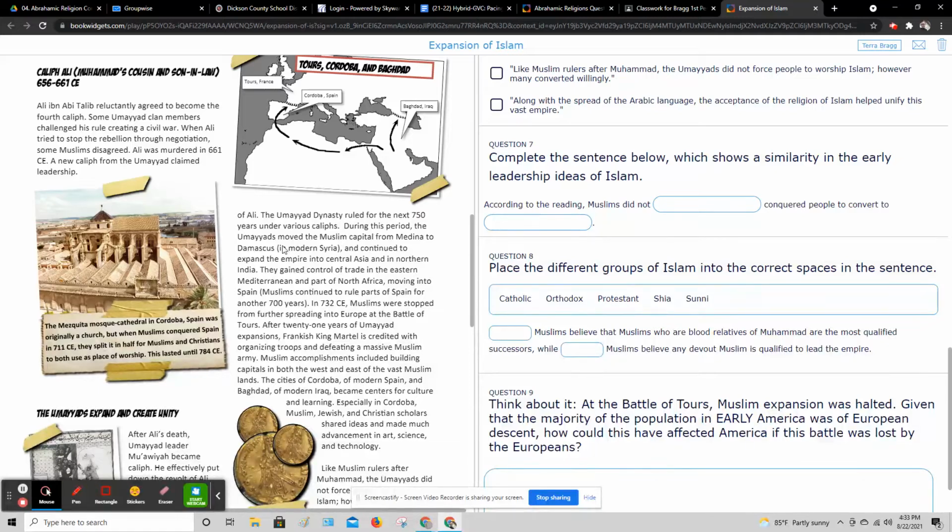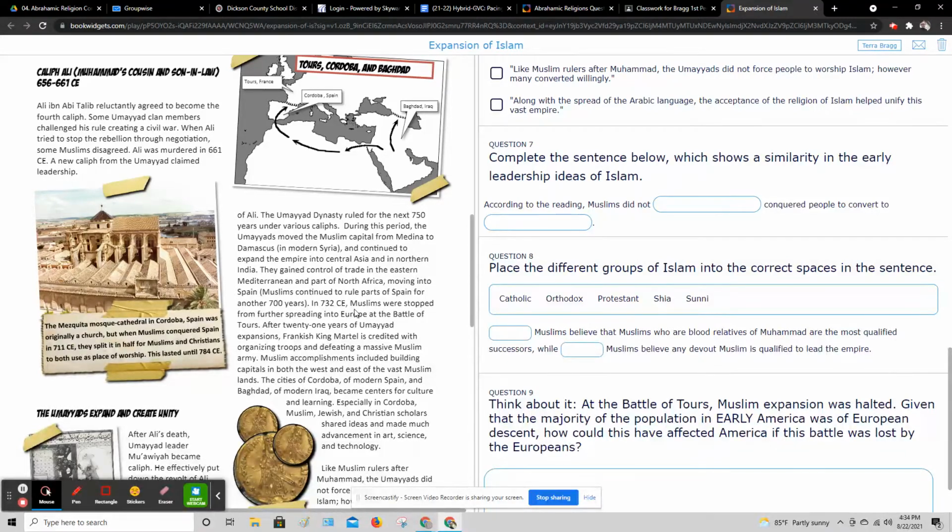During this period, the Umayyads moved the Muslim capital from the city of Medina to Damascus in modern Syria, and continued to expand the empire into Central Asia and northern India. They gained control of trade in the eastern Mediterranean and part of North Africa, moving into Spain. Muslims would continue to rule parts of Spain for another 700 years. We're going to talk about how they actually lose control of Spain later on in the school year.